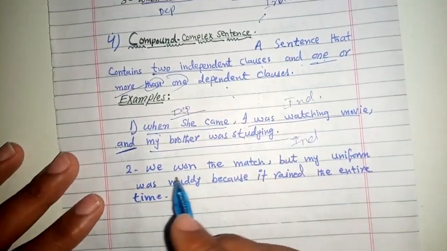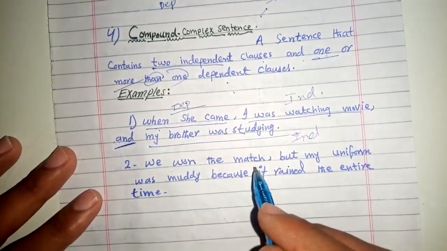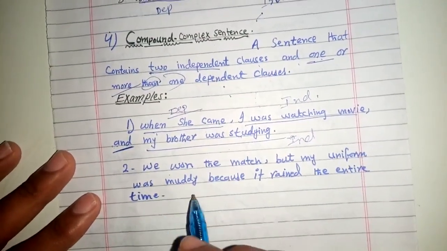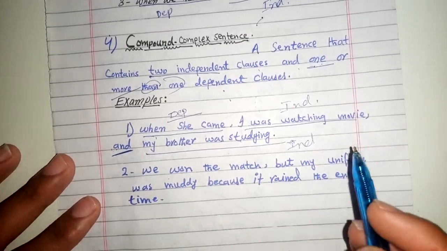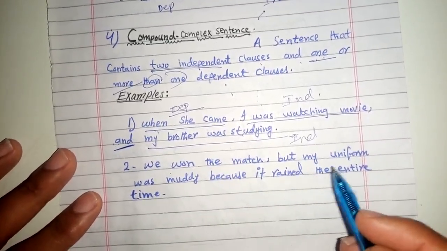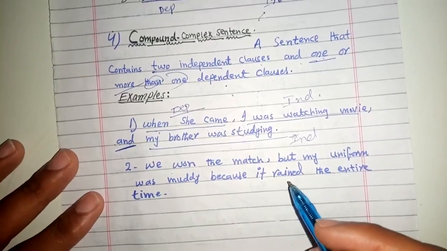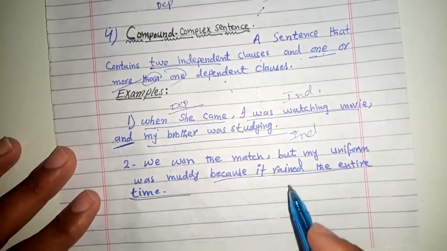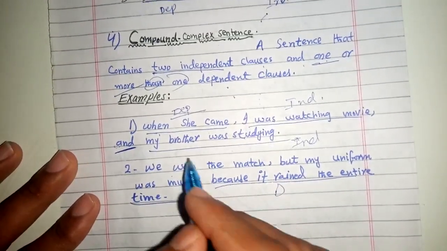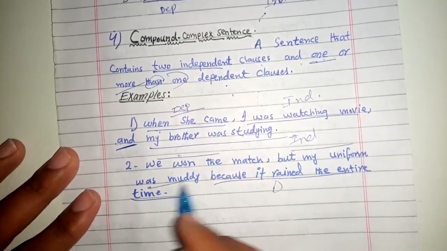And the next one is, we won the match, but my uniform was muddy because it rained the entire time. It is a dependent clause and these both are independent clauses.